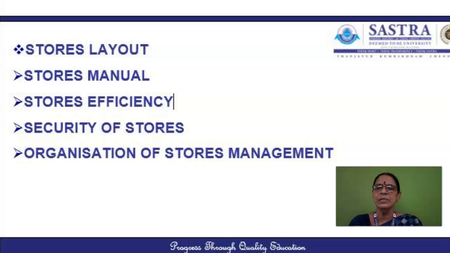We shall see certain indices which will measure it in quantifiable terms. Store's efficiency index: number of requisitions delivered on time divided by total number of requisitions. So, how many requisitions they have received during a particular period and how many requisitions have been delivered on time. So, that shows their efficiency.